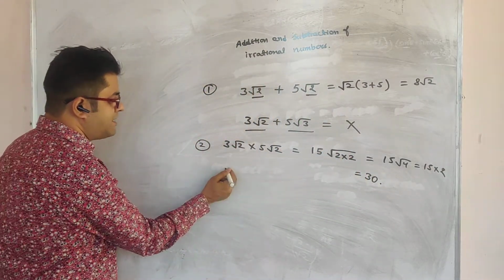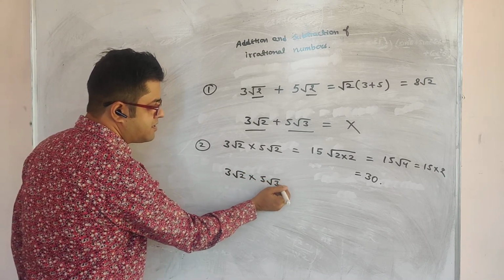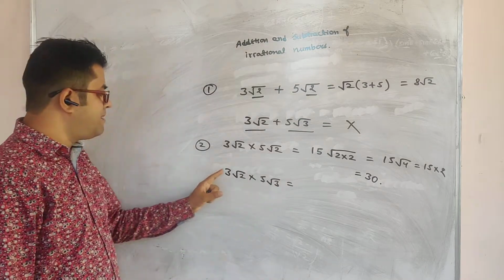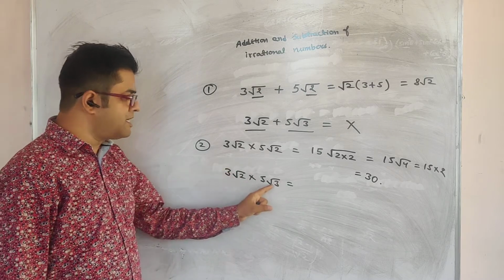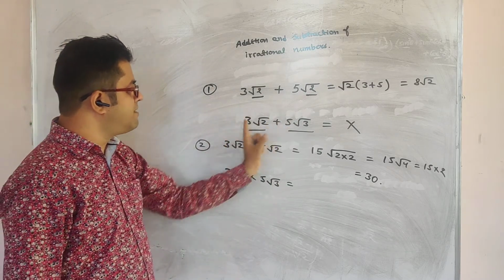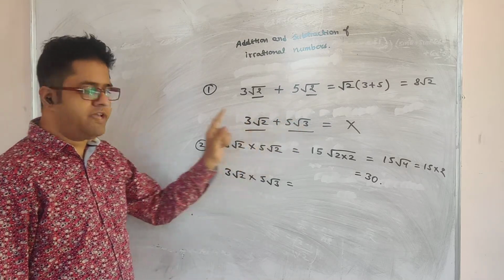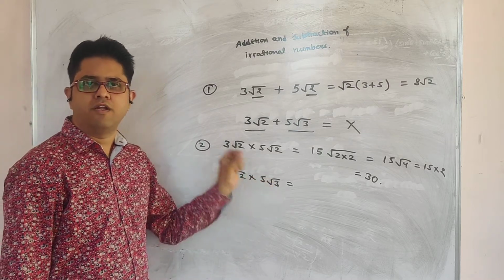Now, if we need to multiply 3 root 2 and 5 root 3, in case of multiplication, we can multiply two irrational numbers even if the irrational parts are different, okay? We can't add two irrational numbers if the irrational parts are different, but we can multiply two irrational numbers if the irrational parts are different.